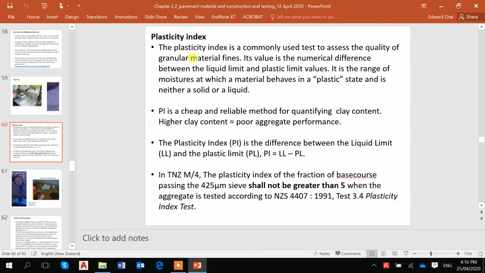Okay, so the plasticity index is a commonly used test to assess the quality of the granular material fines. Its value is the numerical difference between the liquid limit and the plastic limit. It's the range of moisture at which the material behaves in a plastic state, and it's neither a solid nor a liquid.